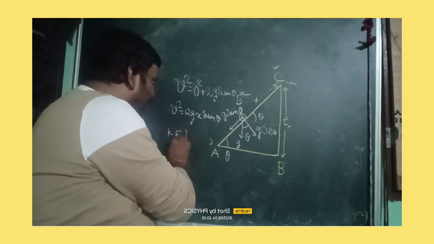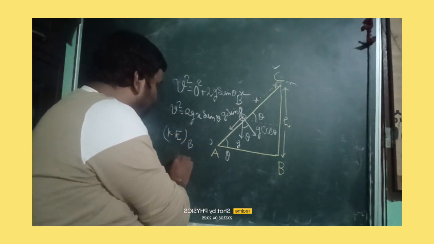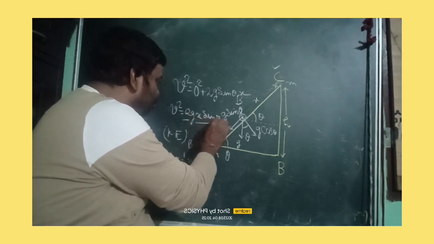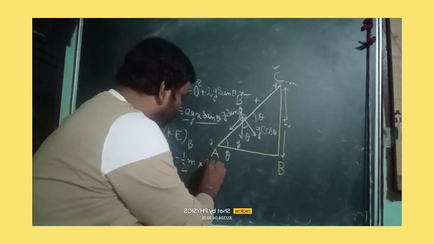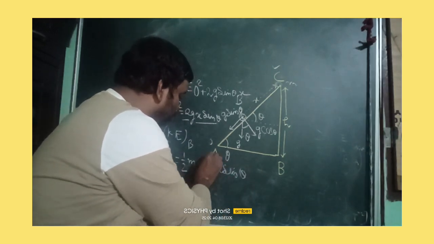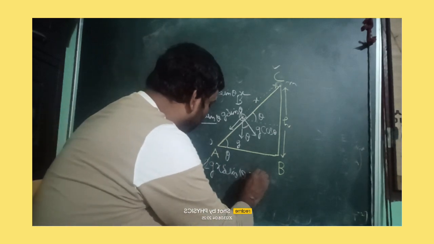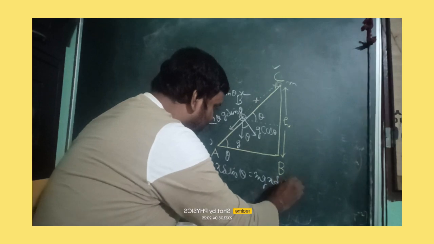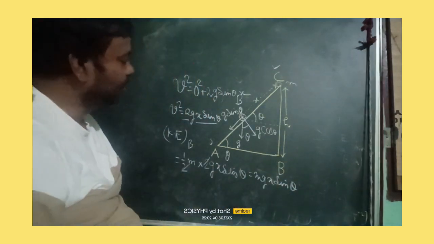Okay, now its kinetic energy at the point B is equals to half m into v square. What is v square? 2gx sin theta. So the 2 cancels out, that is equals to mgx sin theta. Now let's write it.